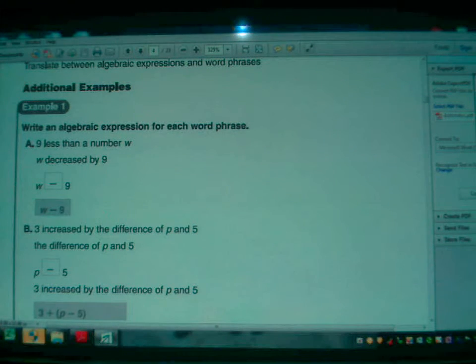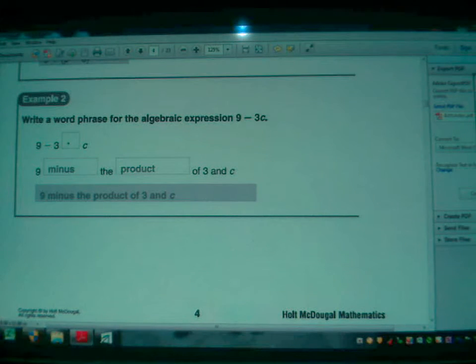Okay, let's continue on. All right, in number 2, they're asking us to write a word phrase for the algebraic expression 9 minus 3c. Now, what I want you to know right away here is even though there's one answer given, there's actually lots of different ways to write this.